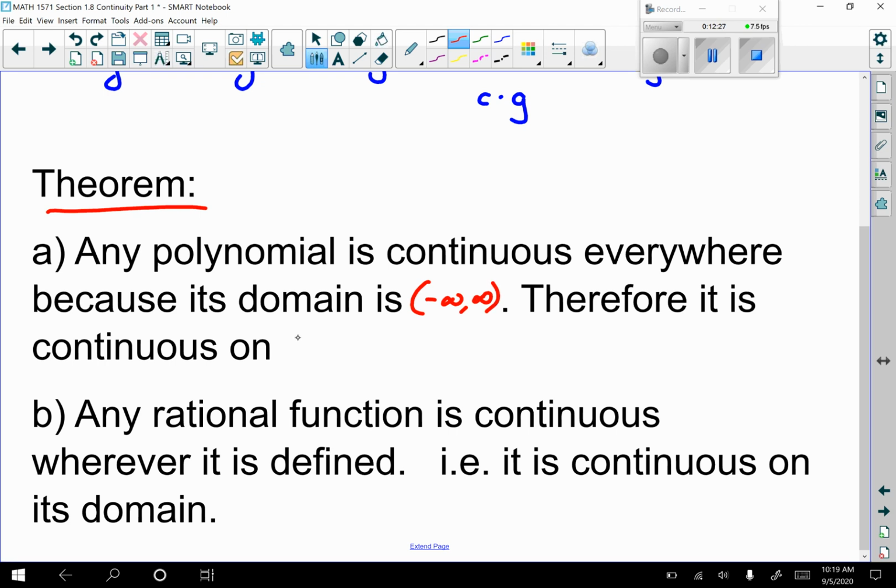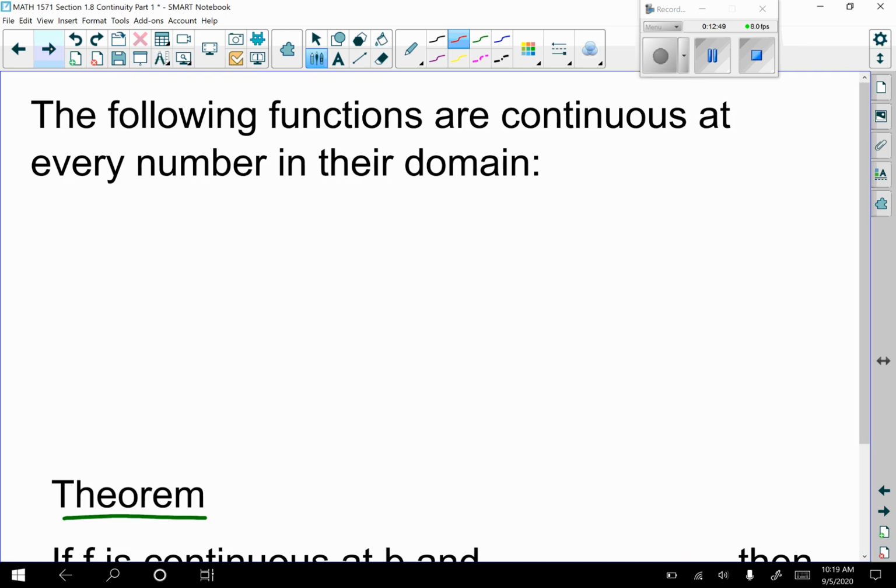Therefore, it is continuous on that domain here. So again, we're always going to say our graph or our function could be continuous on its domain. So a lot of times we want to state the domain. Any rational function is also continuous wherever it is defined. Therefore, again, it is continuous on its domain. So just to write out some examples, the following functions are continuous at every number in their domain.